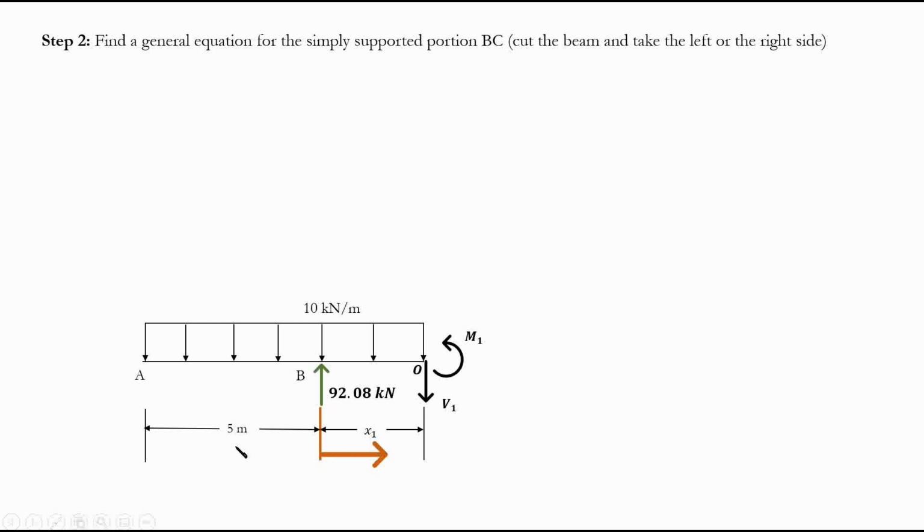5 meters is known. I'm not touching this AB portion, and I'm not finding anything for it. I'm just finding my general equation for portion BC. So I have to find my moment equation, because from the curvature equations that I'm going to use, I need my moment equation to find deflection.